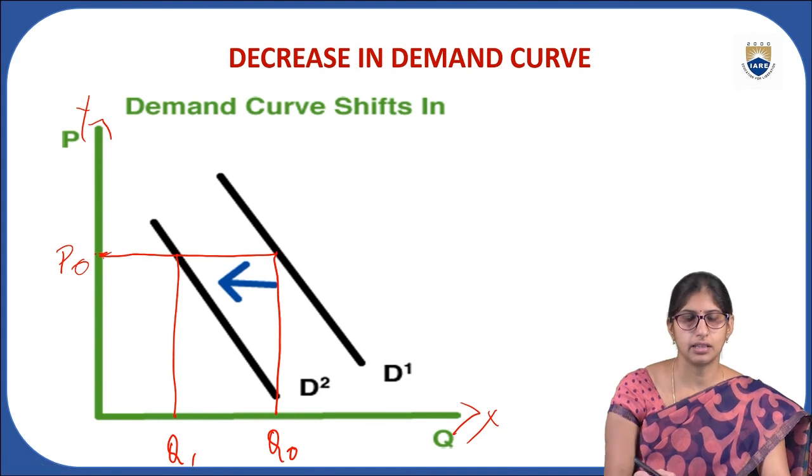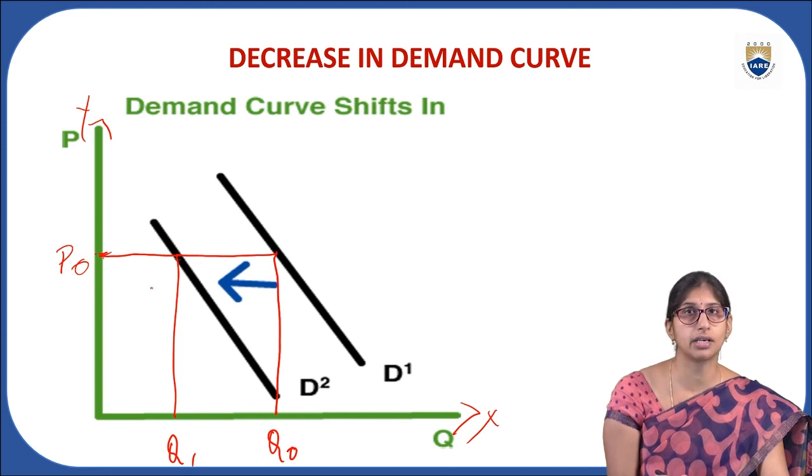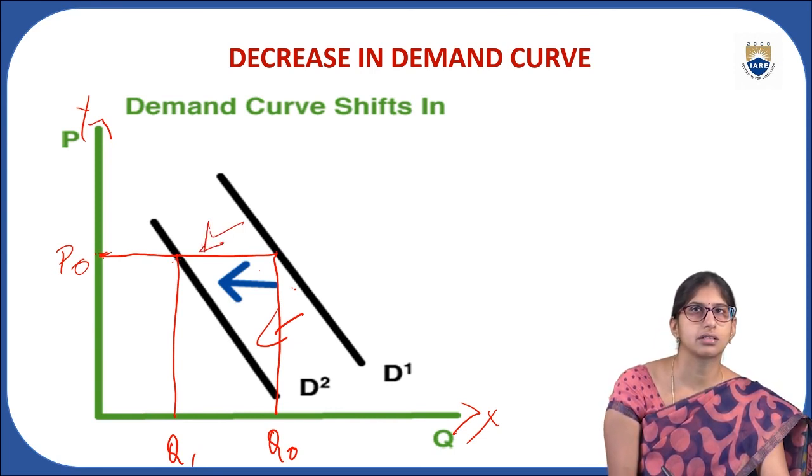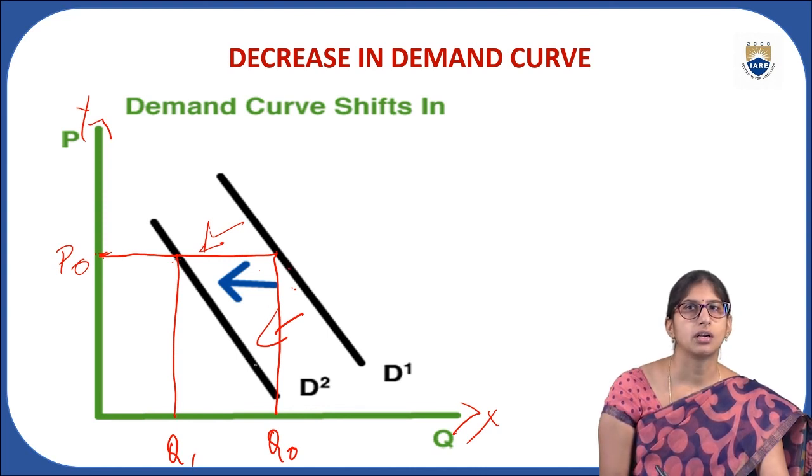So here there is a shift from the right-hand side to the left-hand side, right? The price is the same but the quantity demanded is decreasing here. They don't want to buy such quantities though the price is the same. Then we call it a decrease in demand. So our demand curve shifts from D1 to D2. It is going back, so the demand curve is like this.